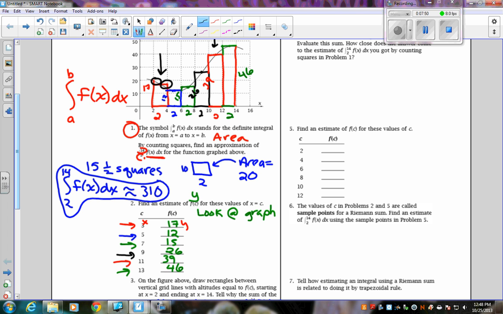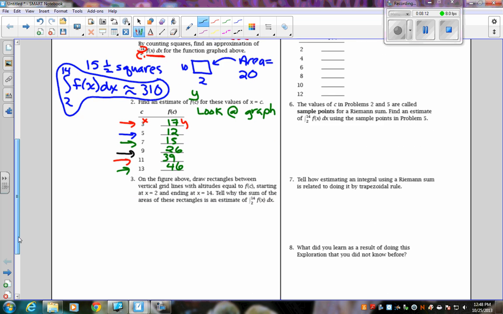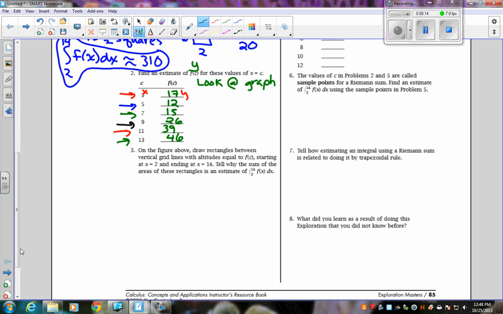Looking at this rectangle, this is part of the overestimate because it's outside of the curve, it's above the curve. And then this area right here, I didn't include in my rectangle, and so this is part of an underestimate. So hopefully those two balance each other out. So let's go ahead and write something down for number 3.